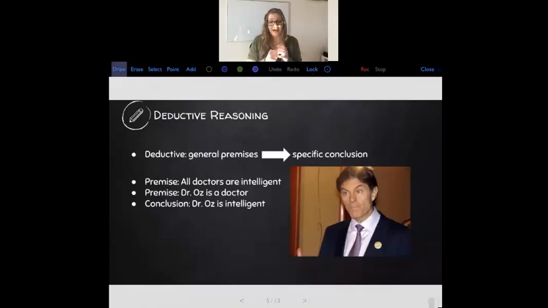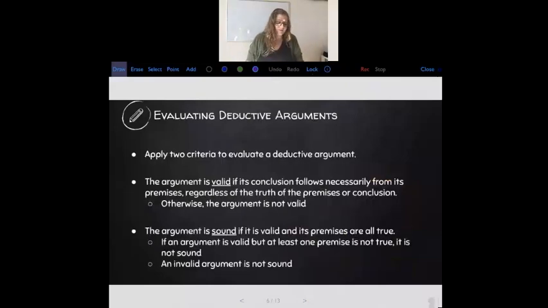The next type of reasoning is deductive reasoning. It goes the other way: from general to specific. For instance, you have a premise: all doctors are intelligent. That word "all" is telling us we're talking about something broad or general here. Another premise: Dr. Oz is a doctor. Conclusion: Dr. Oz is intelligent. With this type of argument, the conclusion follows from the two premises, one of them being very general. Now, when we evaluate deductive arguments, they're evaluated based on whether they're valid or sound.